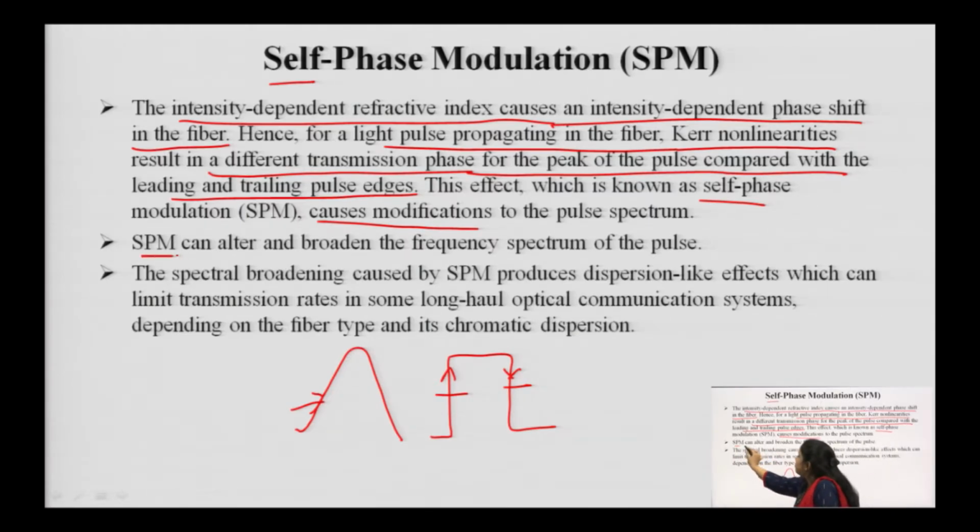SPM, that is self phase modulation, what can it do? It can broaden the frequency spectrum of the pulse. So, what will be the result of the SPM? Self phase modulation, which is one type of the Kerr effect, broadens the frequency spectrum of the pulse. So, the broadening is the most important term.